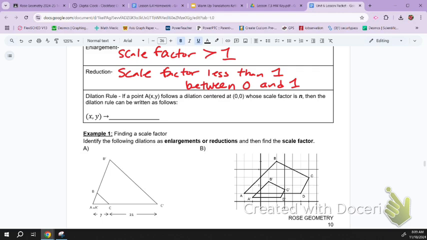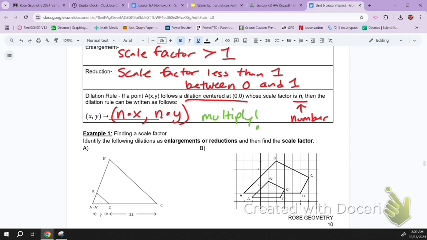A dilation rule is a point A that has x, y, and follows the dilations. We always do this centered around 0, 0. And we have a scale factor of n. N just stands for a number. And I can write the rule n times x, comma, n times y. Remember, n stands for number. And notice how I have multiplication. I think it's important to add that we are multiplying. Which is why I had you guys grab calculators today.